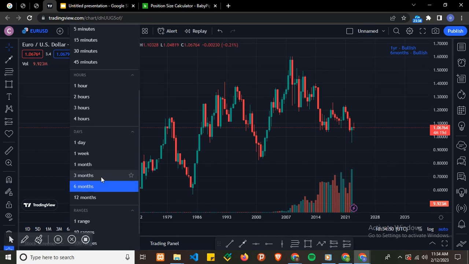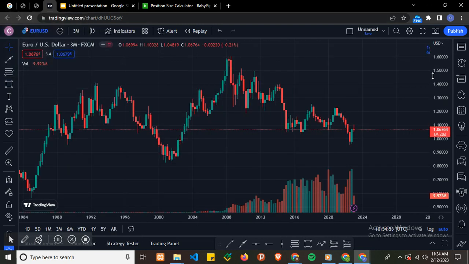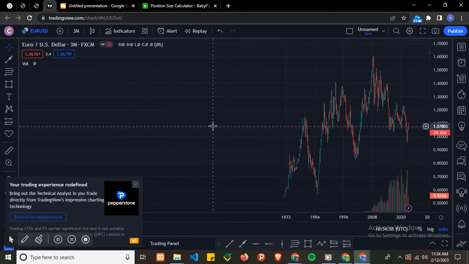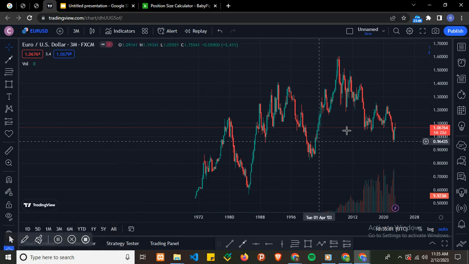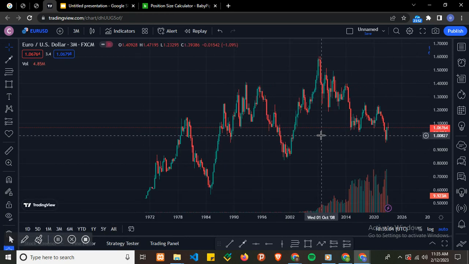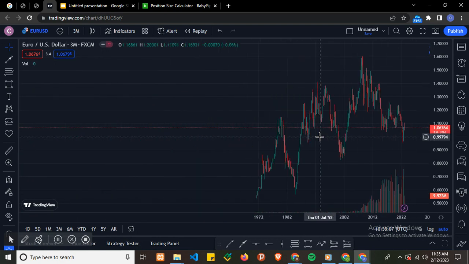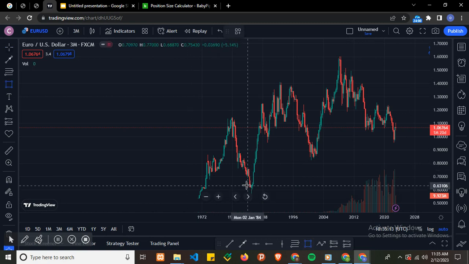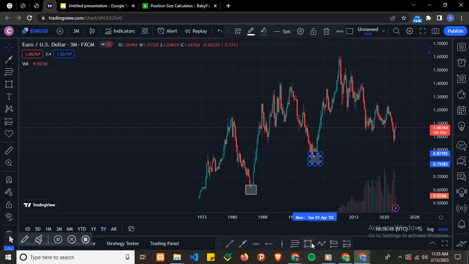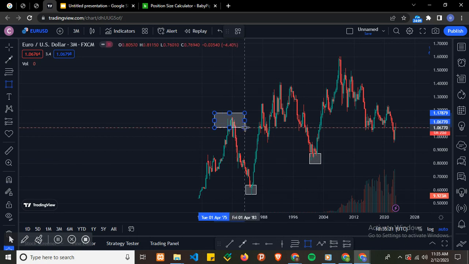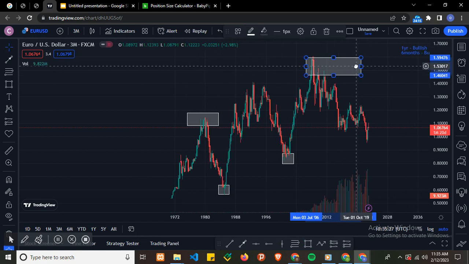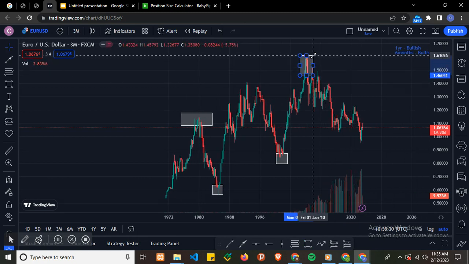Next time frame is 3 month time frame. I think we should be able to use trend line, see what's happening, check for breakout, check for order block, and use our Fibonacci retracement. So let's get started. First thing, mark out the zone, mark the support zone, mark the resistance. Remember, this is our resistance at the top. This one, where it got rejected, that's our resistance at the top.